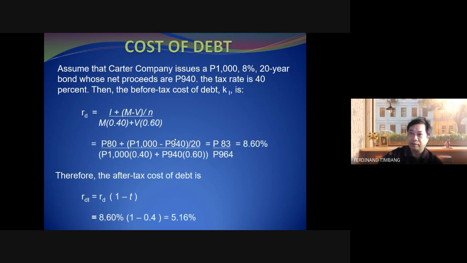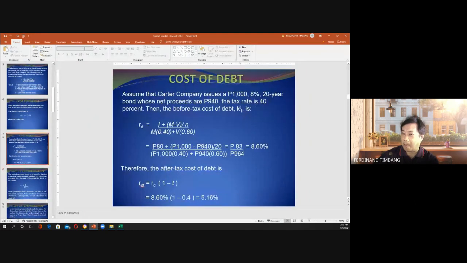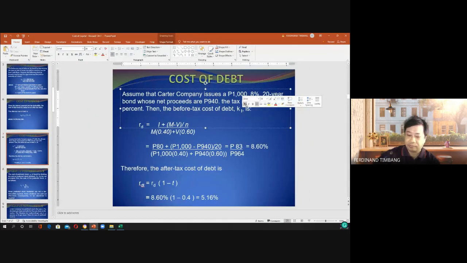Example tayo. So assume that chartered company issues a 1,000 8% 20-year bond whose net proceeds are 940. The tax rate is 40%. Then the before tax cost of debt is, so we have the, sorry for this, iba yung nakasulat. Palitan natin ng konti. This one is RB.